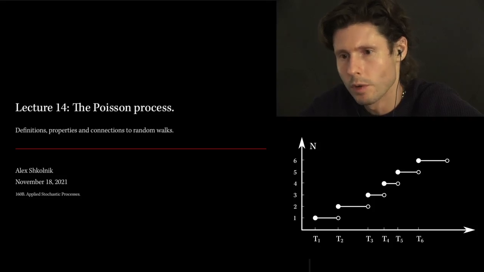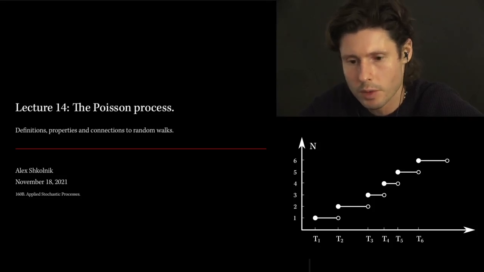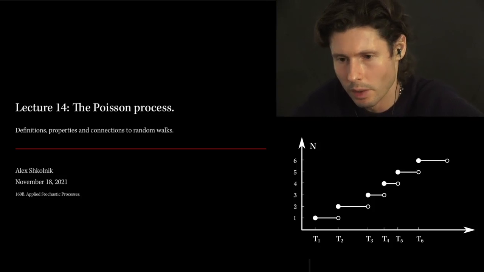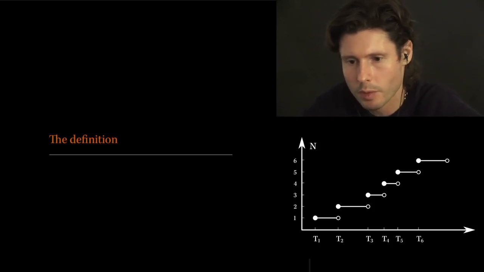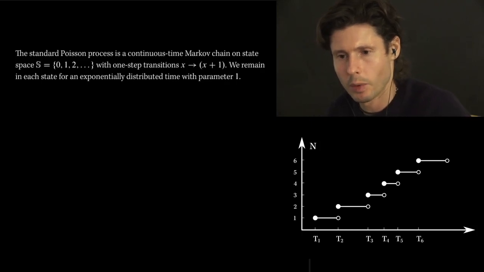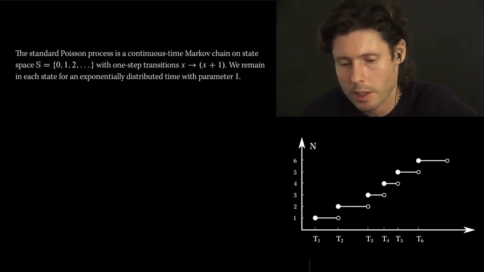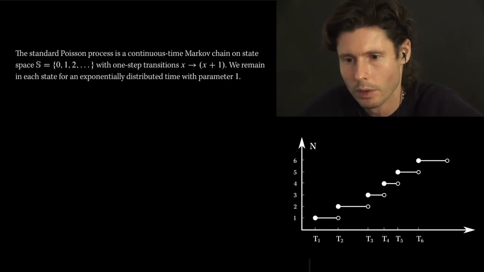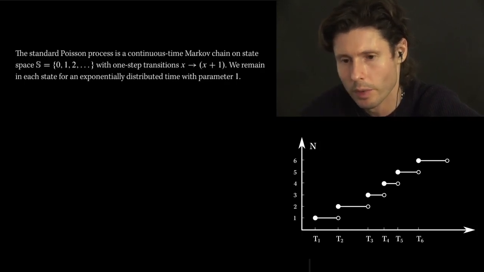We're at lecture 14 on the Poisson process, which is illustrated right below me. So we're going to dig into that picture with some definitions. The first definition is looking ahead quite a little bit to continuous time Markov chains, but nevertheless, we all know what a Markov chain is, and we know what a state space is.